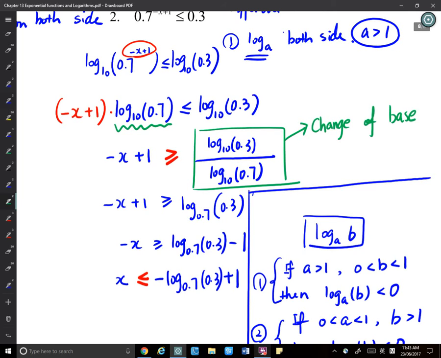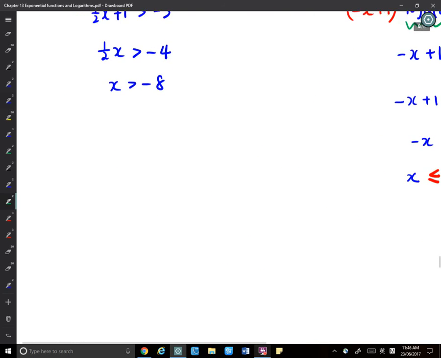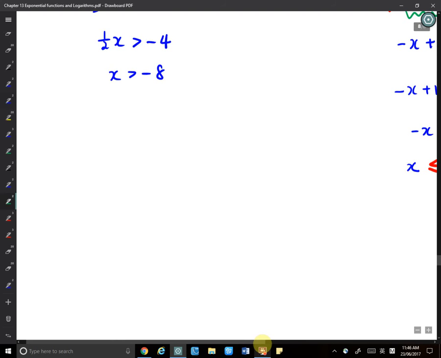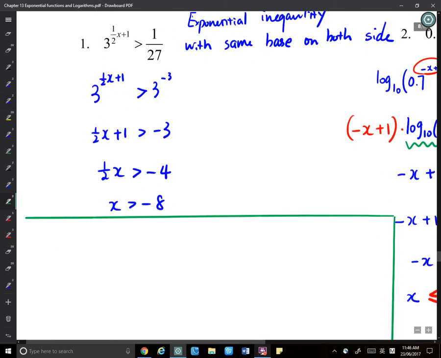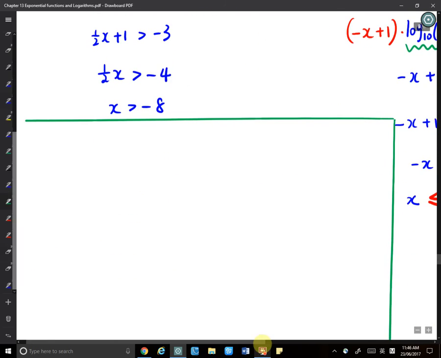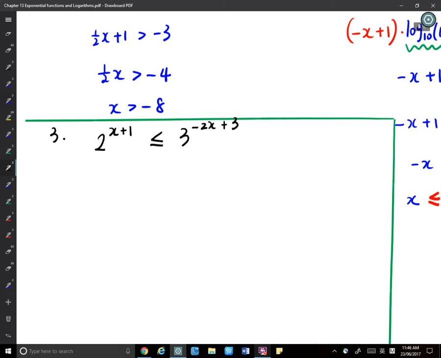Okay, I'll do two more examples with you. Just write two examples in the space here. We can still have some space. Okay, let's call that example 3. What we have for example 3 is this.